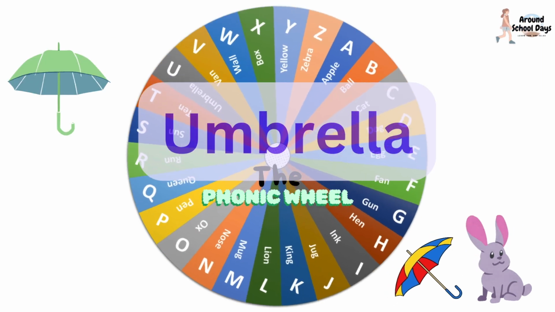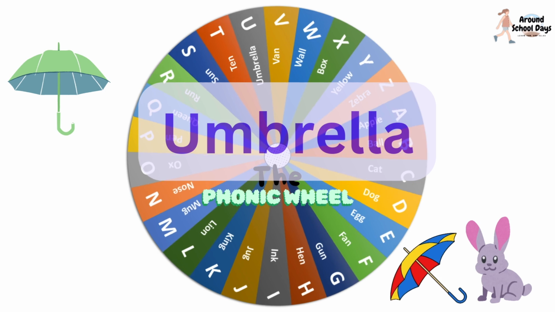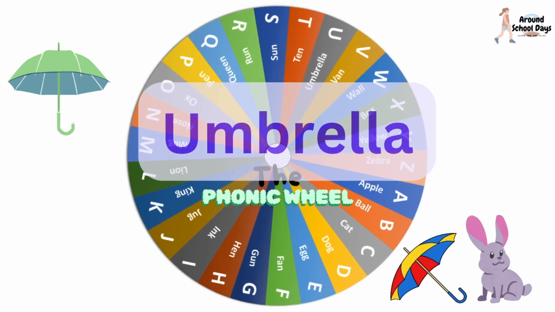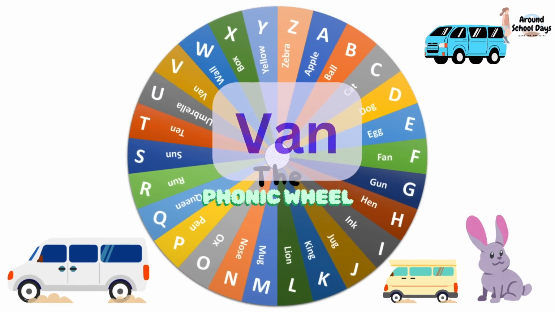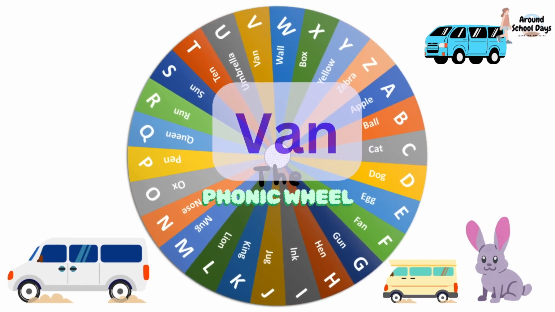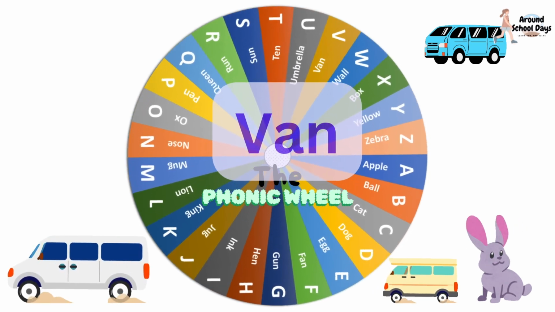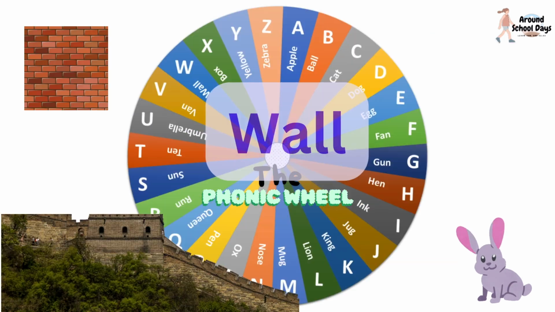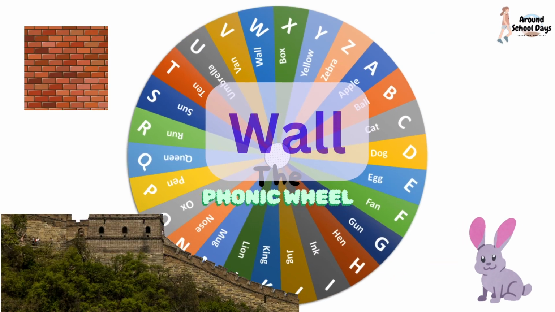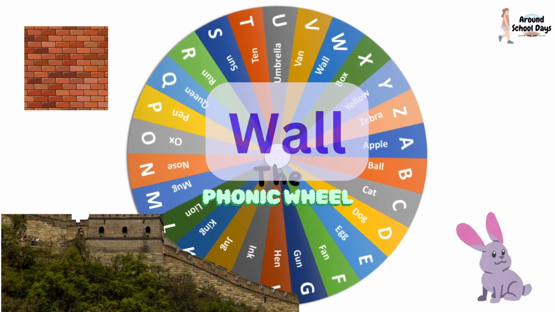U says U, as in umbrella. V says V, as in van. W says W, as in wall.